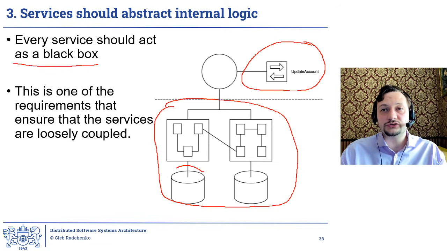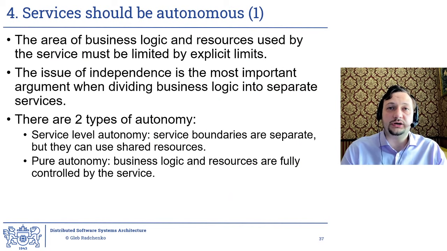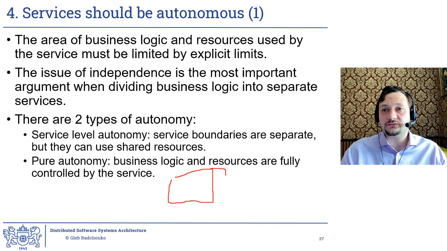You should not expose what databases you use, what data fields you use, or the specific ways to implement the logic that you expose in the interface. The interface should be as clear as possible without the implementation details. Next, services should be autonomous. You should remember this from the Jeff Bezos letter, that there should be no other way of communication between the teams than just using the service interfaces.